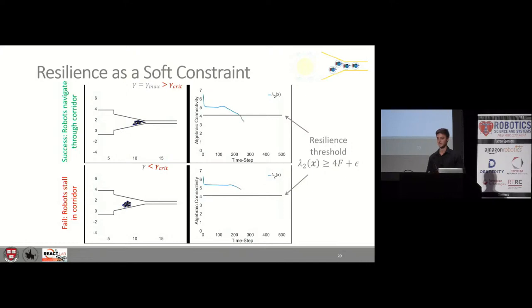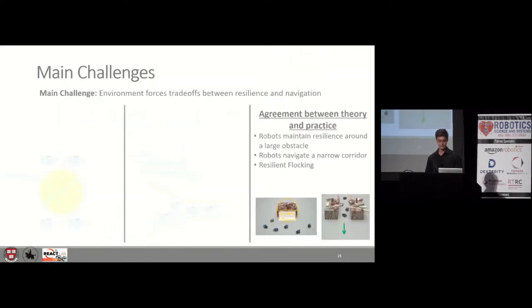Shown here is a simulation that shows the existence of a gamma critical. Now, gamma critical is an empirical value for a particular narrow corridor that shows essentially if gamma is greater than gamma critical, the robots will be able to compromise resilience and move through the corridor, whereas if gamma is less than gamma critical, then the robots get stuck in the corridor. We show that our gamma max that we derived is greater than the gamma critical, and so the robots are able to navigate through the corridor.